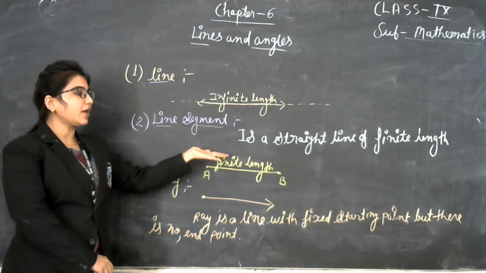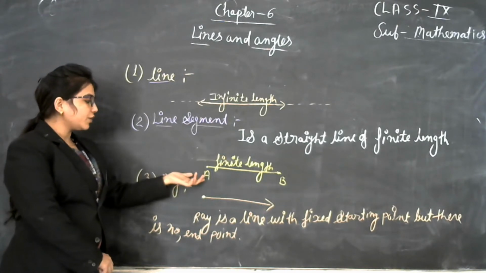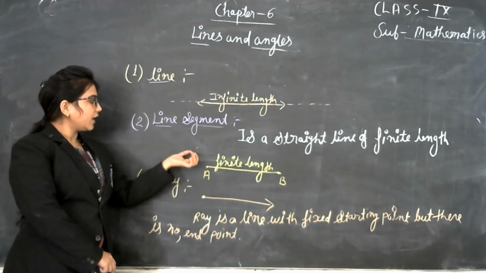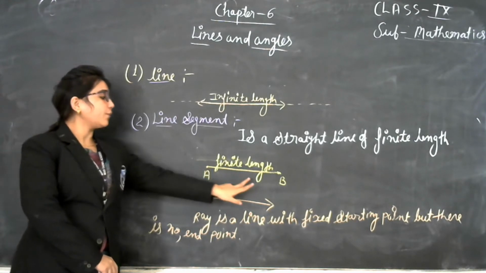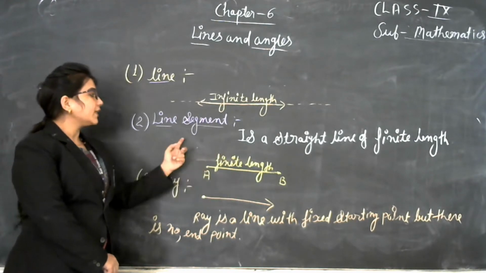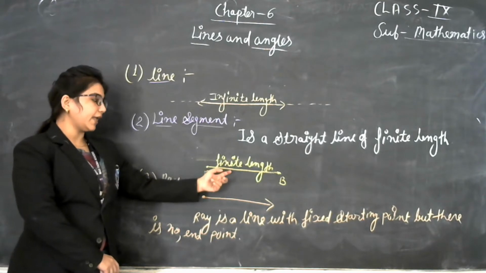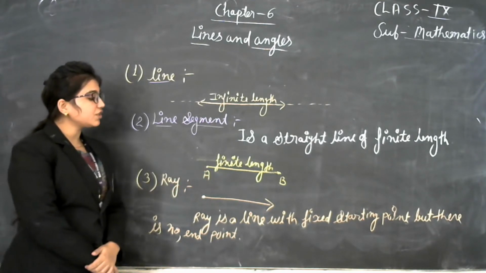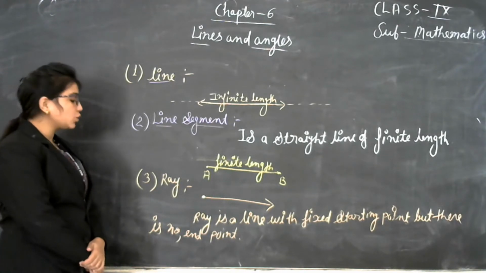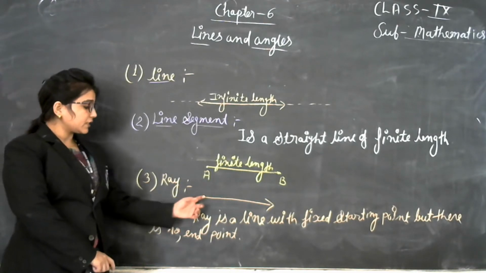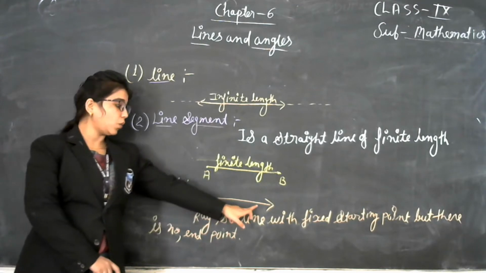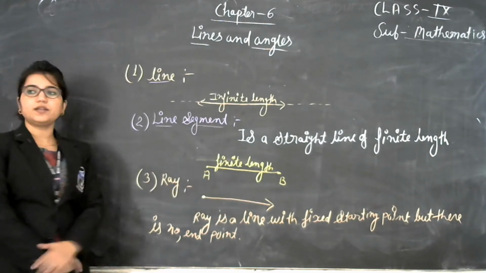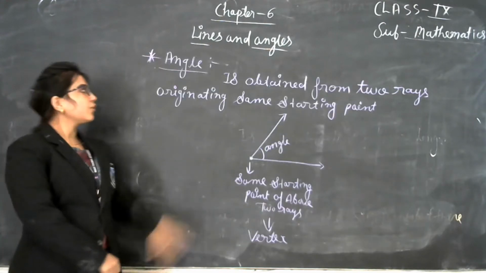A line segment is a straight line of finite length. Here you can see the line segment has two endpoints, A and B, and it has a finite length. Now the ray. A ray is a line with a fixed starting point and no ending point. Here you can see this is the fixed starting point and there is no ending point. That is called the ray.